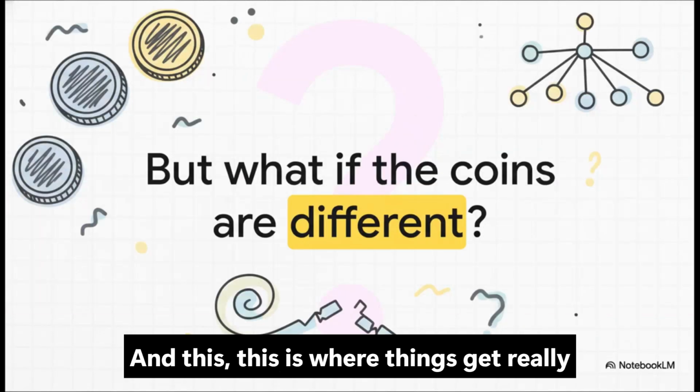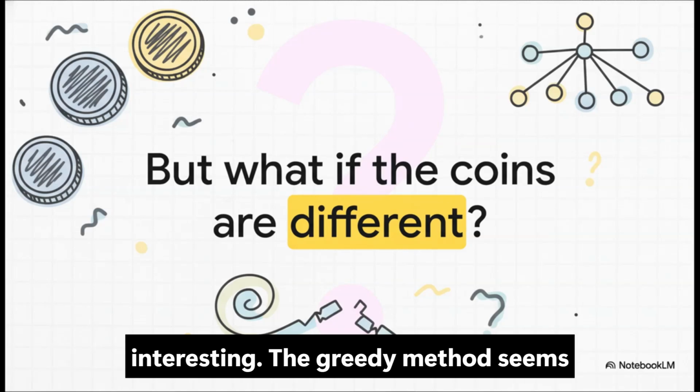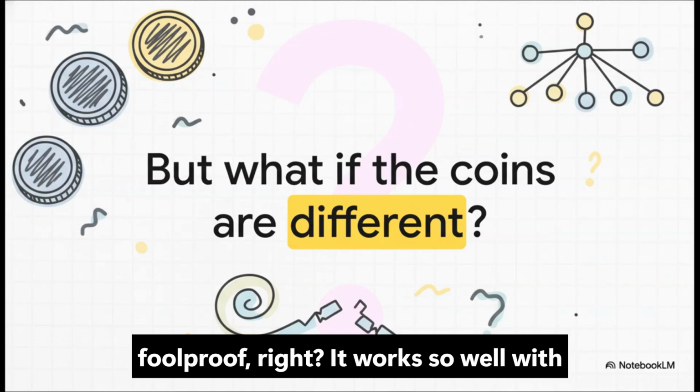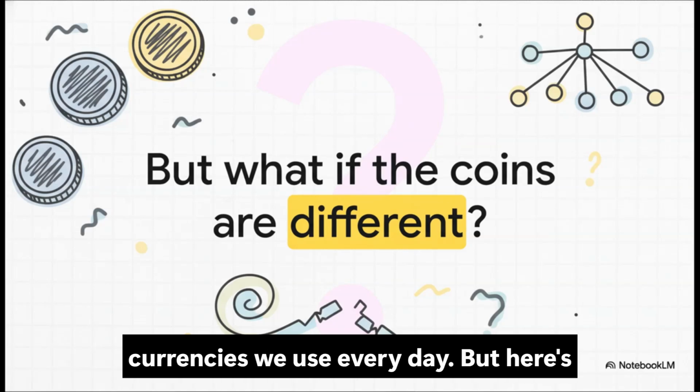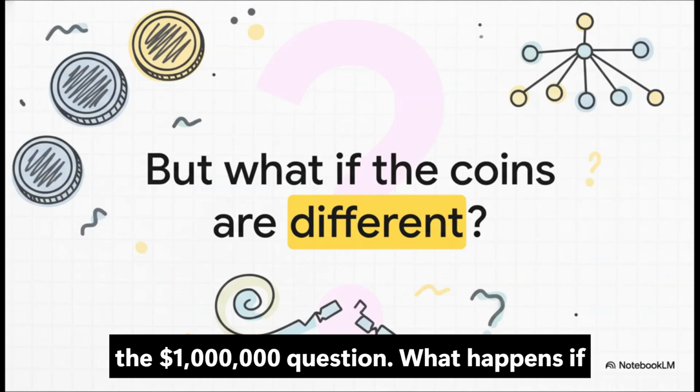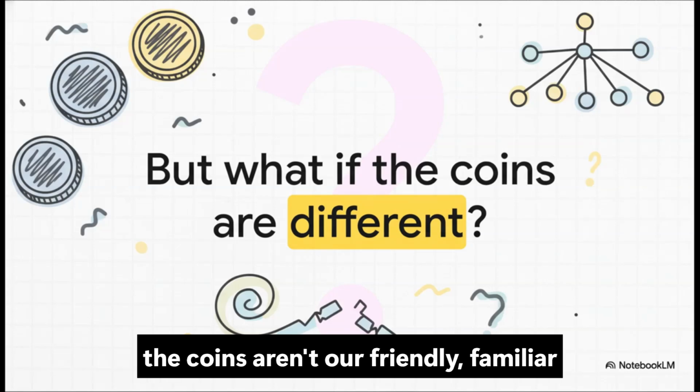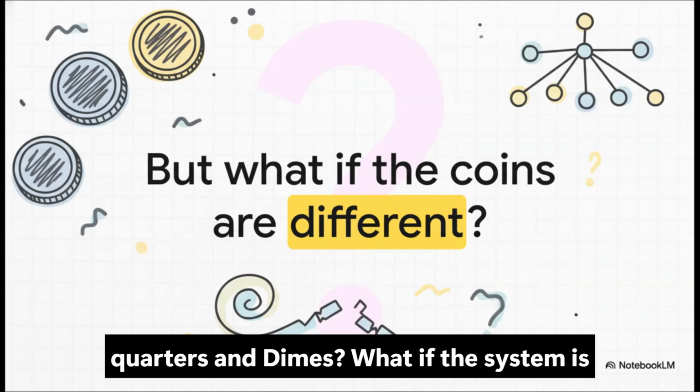And this is where things get really interesting. The greedy method seems foolproof, right? It works so well with currencies we use every day. But here's the million-dollar question. What happens if the coins aren't our friendly, familiar quarters and dimes? What if the system is weird?